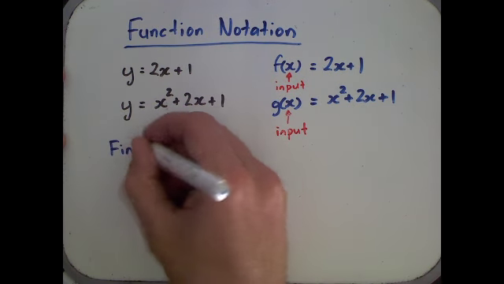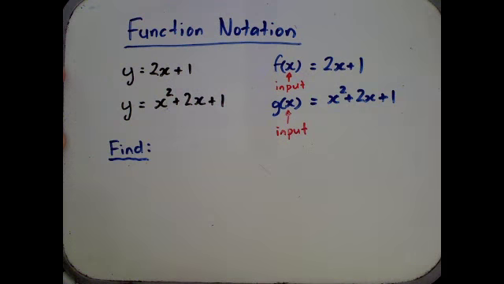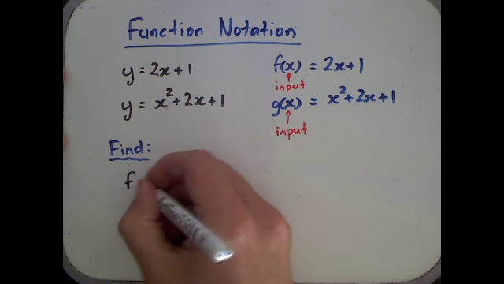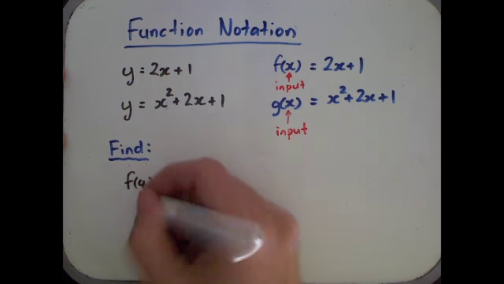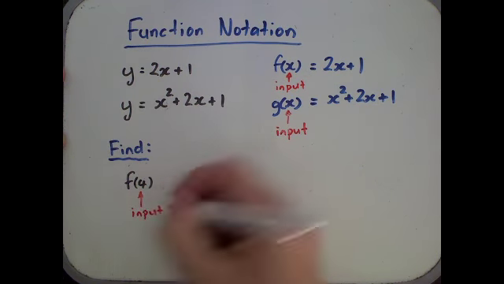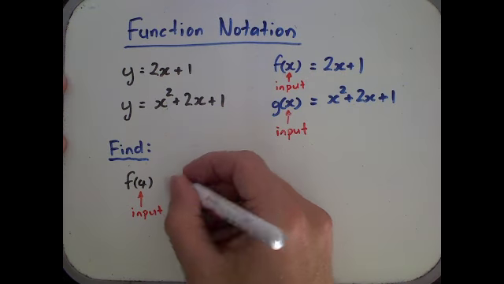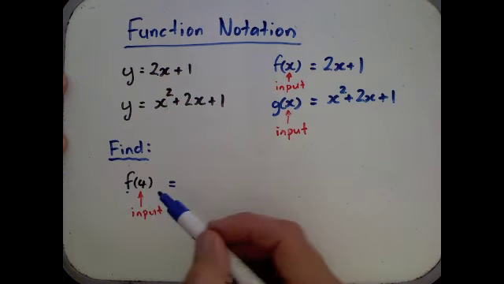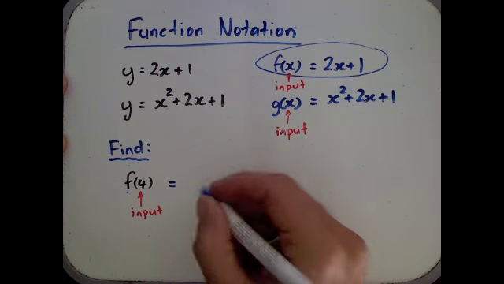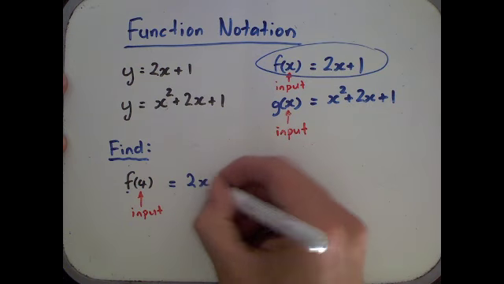Alright, let's look at some of the typical questions that we'd get. Find f of 4. Now that f tells us what function we're going to use. It's a good example of why we use function notation. We know we're going to use 2x plus 1. So there's our f, there's our function, and we're going to use that rule, 2x plus 1.